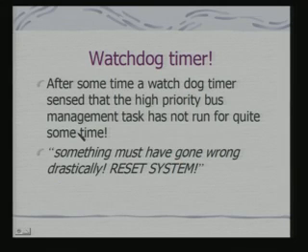So, what happens? Every embedded system has got a watchdog timer. After some time, the watchdog timer sensed that the high priority bus management task had not run for quite some time. I have programmed it for a certain time period, and once that period expires, the high priority task would have been given the job of reinitializing the watchdog timer. So, the watchdog timer is not getting reinitialized. That means the system has gone into some kind of unknown state. So, something must have gone drastically wrong and you reset the system.